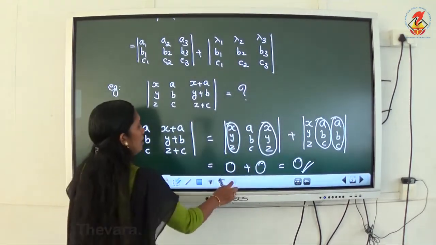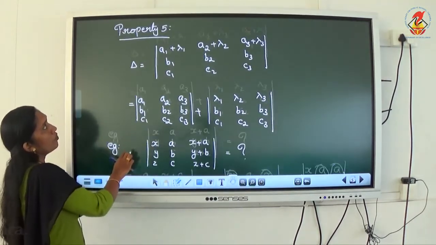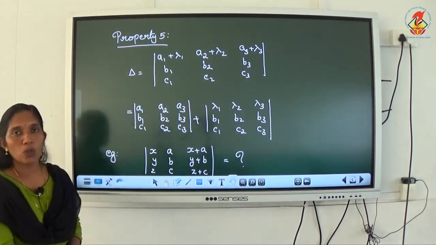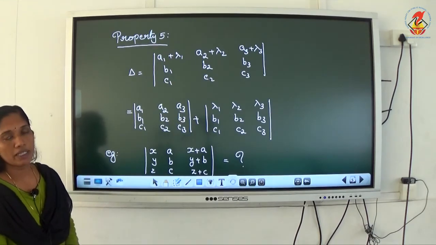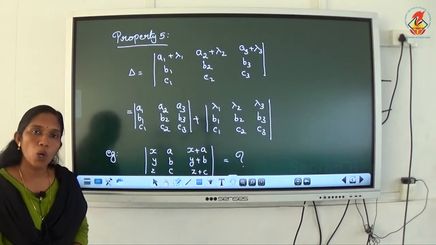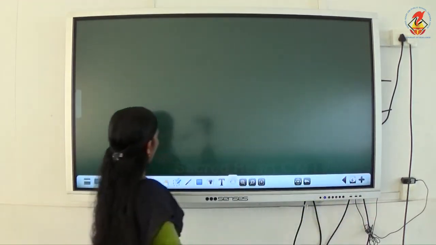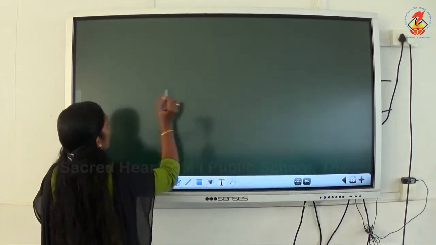So property number 4 is: if some or all elements of a row or column are expressed as a sum of two or more terms, then the whole determinant we can express as a sum of two or more determinants. Then the last property, property 6.